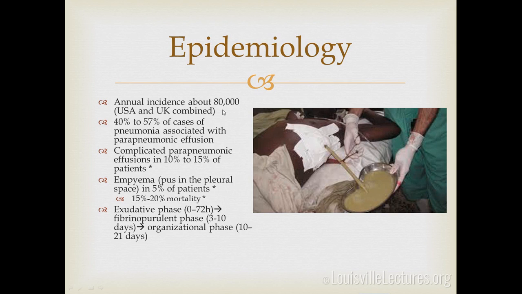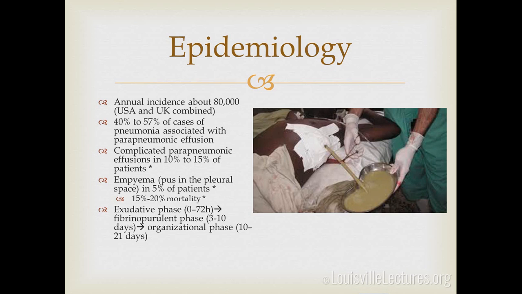About 80,000 cases are seen each year, combined in the US and UK. Around 50% of pneumonias will develop some degree of parapneumonic effusion, and about 15% of pneumonias will have a complicated parapneumonic effusion. We'll go through what these terms mean. And then empyema, which is presence of gross pus in the pleural space, will be seen in about 5% of the patients, but has a high mortality, about 20%.